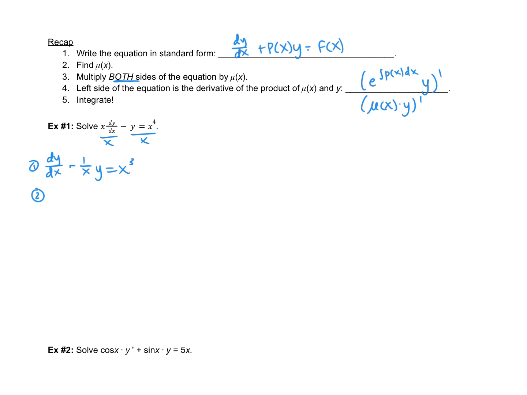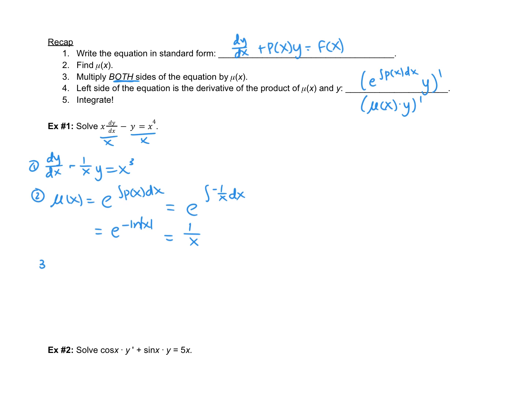Second step is find the integrating factor. So mu of x is going to be e to the integral of p of x dx, which in this case is e to the integral of negative 1 over x dx, which is e to the negative natural log of x, which is 1 over x.